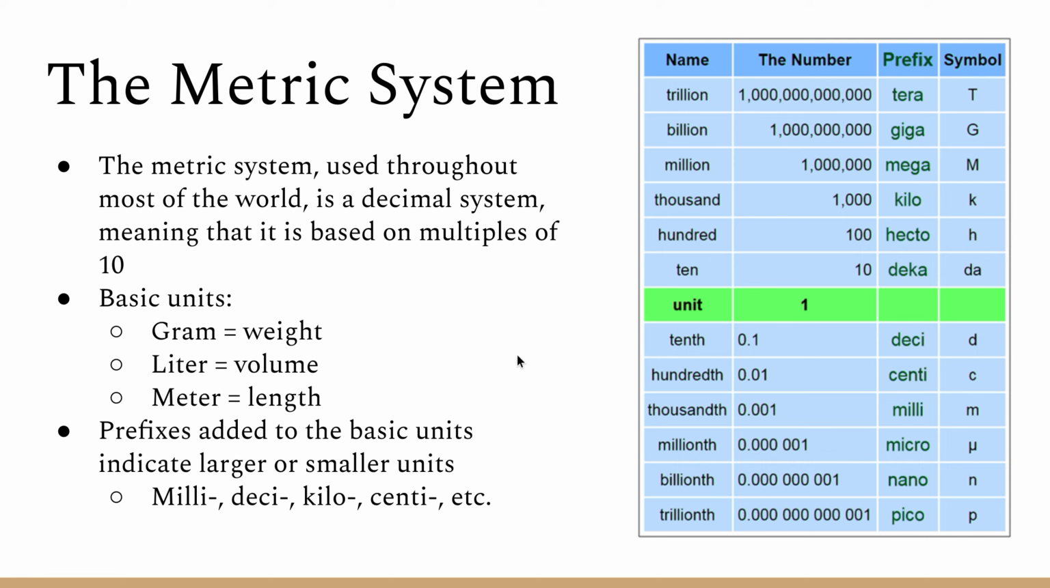So quick note on the metric system, because you'll see this quite frequently. This is a system that is used throughout most of the world, and it is a decimal system based on the multiples of 10. The basic units of weight are grams. For volume, you would use liters, and then for length, meters. And prefixes are added to the basic units to indicate larger or smaller units. So that is this chart here we have on the right.